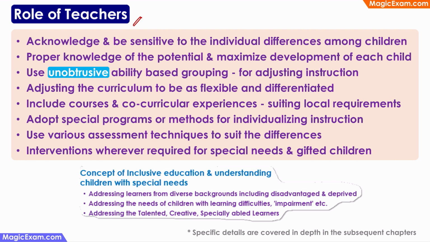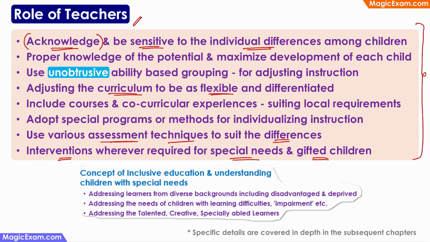So what is the role of the teachers in addressing these individual differences? Well, I will not go too much in detail into these points. You can just pause the video here and read all of them once. They are based on common sense, such as the first step is to acknowledge and be sensitive to the individual differences among children, because unless you acknowledge and accept that there is a problem, you'll not be able to solve the problem. So that is the first step. And then there are other points like how the curriculum has to be flexible and how there have to be various assessment techniques that are used to account for the differences in the children, and how interventions may be required for children with special needs and also for children with special talents or those who are called gifted children.